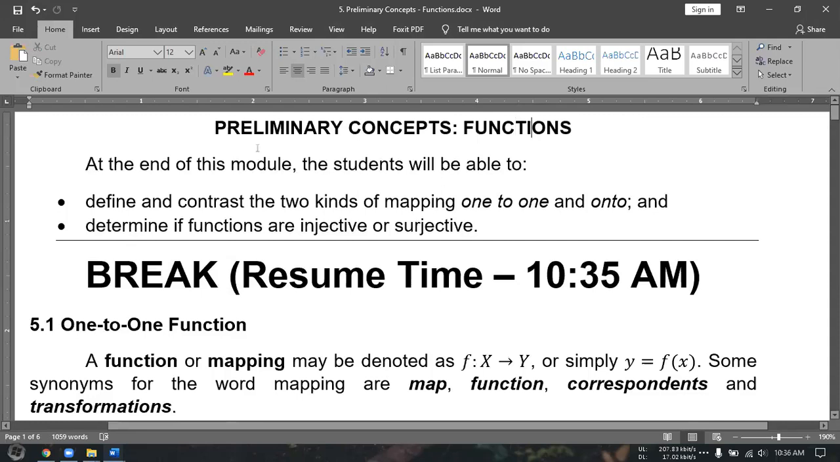Define and contrast the two kinds of mapping, the one-to-one and onto, and determine if functions are injective or surjective. We already know what is injective and surjective way back during our Mathematics in the Modern World.